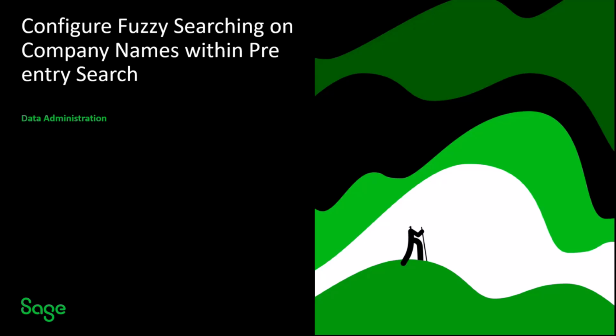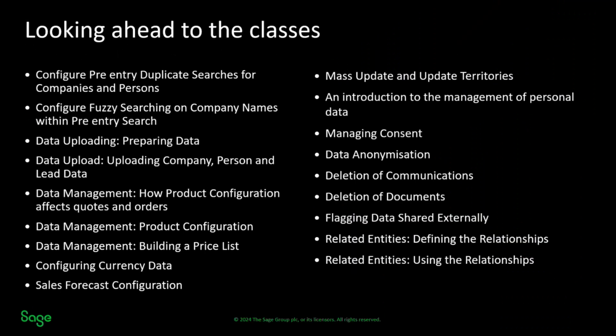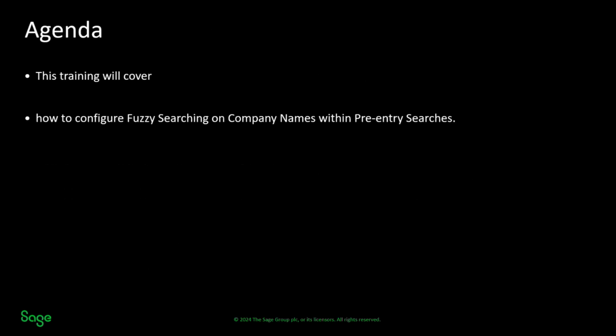Today we're going to be looking at the configuration of fuzzy searching on company names within the context of pre-entry search. This is a continuation really on the idea of deduplication, which is something that we explored in the last lesson. And so we should be seeing the fuzzy searching on company names as part of that pre-entry search. And in this lesson in particular, we're going to cover the knowledge needed to understand both how it functions and also how then it can be configured within the context of the company names.